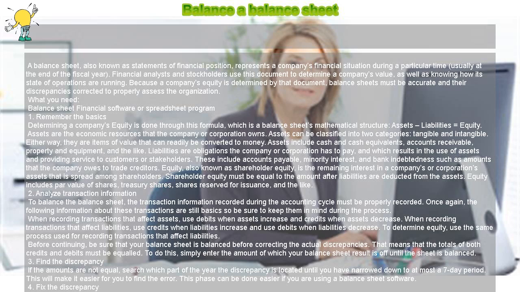Fix the discrepancy. Find the error and fix it. Common bookkeeping errors include transactions where asset increases are recorded as credits, and not as debits, transactions where liability increases are recorded as debits, not as credits, and transactions where asset decreases are recorded as debits, not as credits.